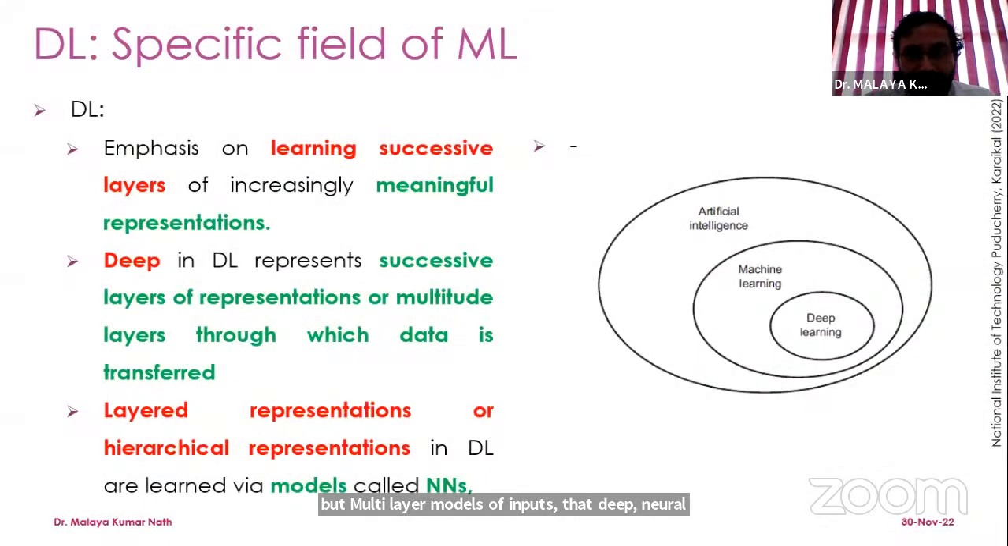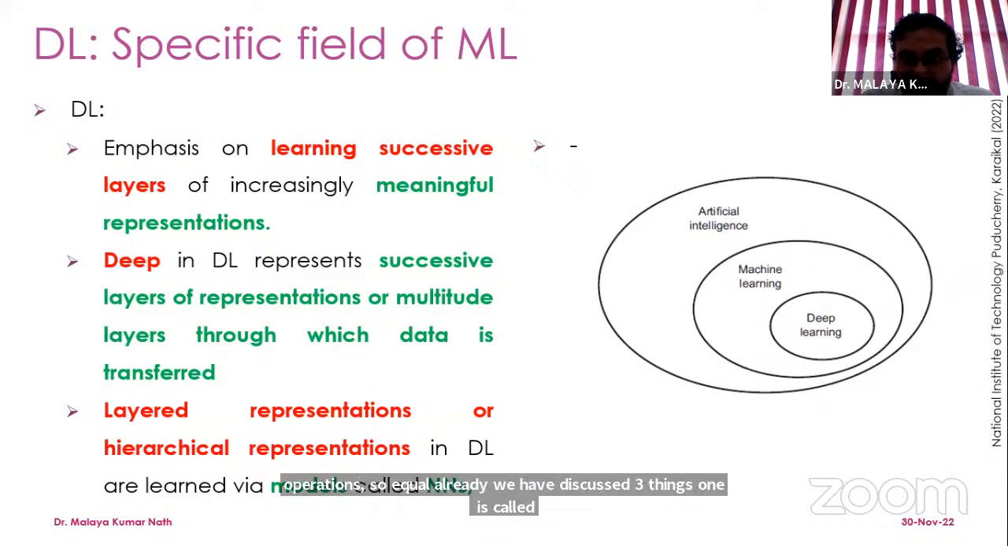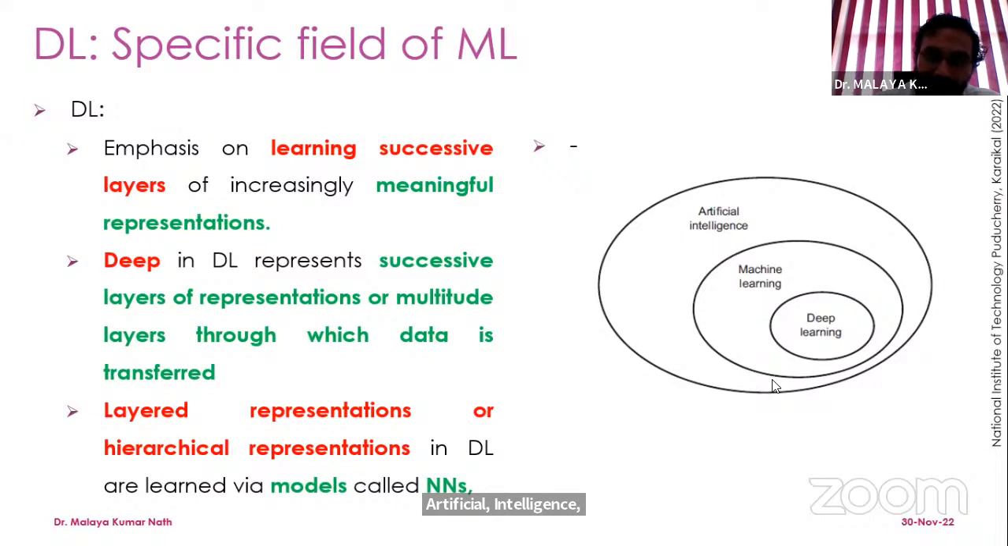We have already discussed three things: artificial intelligence, machine learning, and deep learning, and the main component of all these kinds of learning is the neural network. If we look at the diagram here, deep learning is a subset of machine learning, and machine learning is a subset of artificial intelligence. Deep learning emphasizes the learning of successive layers of increasingly meaningful representations.